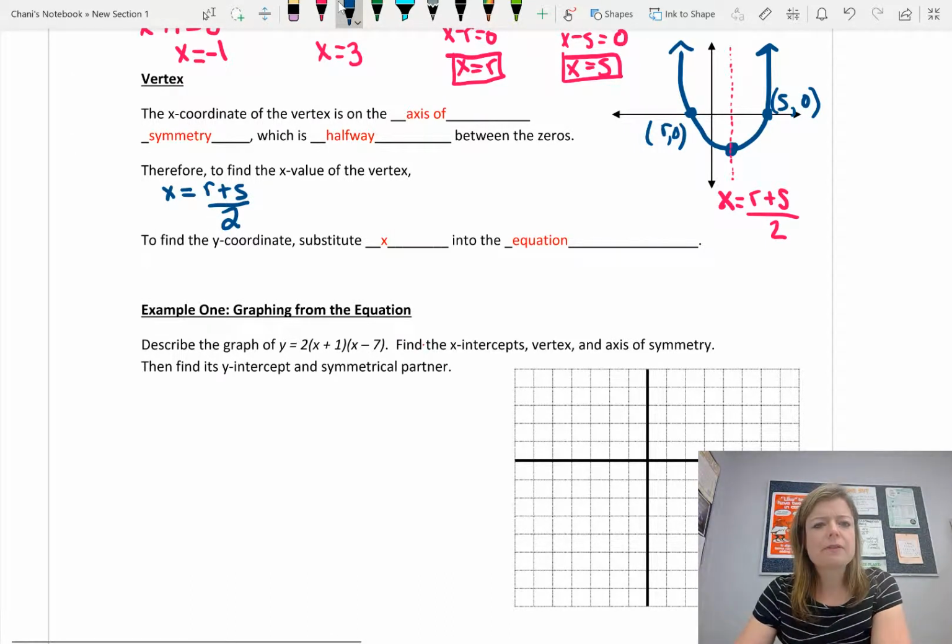So in order to find the y-coordinate, we just take whatever x is, put it back into the equation, and find out what y is.